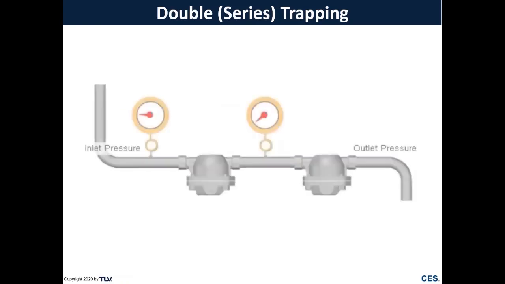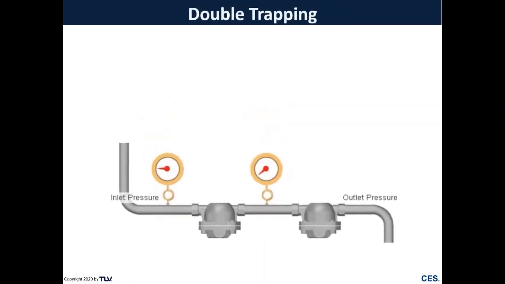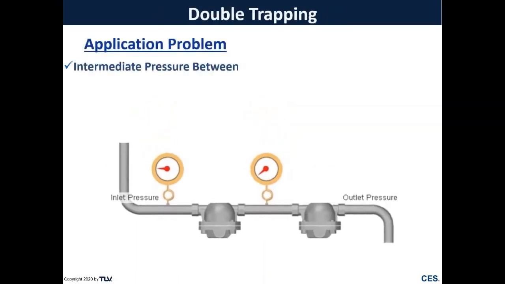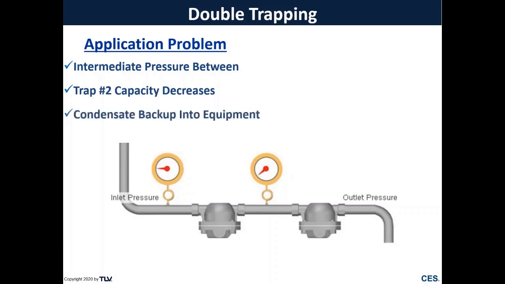All right, next type of application is what we call double trapping, or sometimes you hear it as series trapping. Here we have two steam traps, one installed downstream of the other. The problem we see here is that it creates an intermediate pressure between those two steam traps, so the second trap is going to have a very decreased capacity because now we have a very low pressure differential across that trap. And what that can do is back up condensate into our equipment.